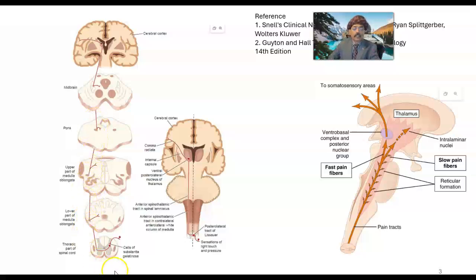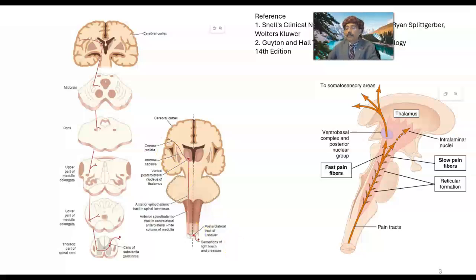Okay, like here, sensation of light touch and pressure, dorsal root ganglion, posterolateral tract of Lissauer. Then the anterior spinothalamic tract goes up to the thalamus here, then it radiates through the corona radiata, ultimately reaching the central gyrus of the cerebrum.